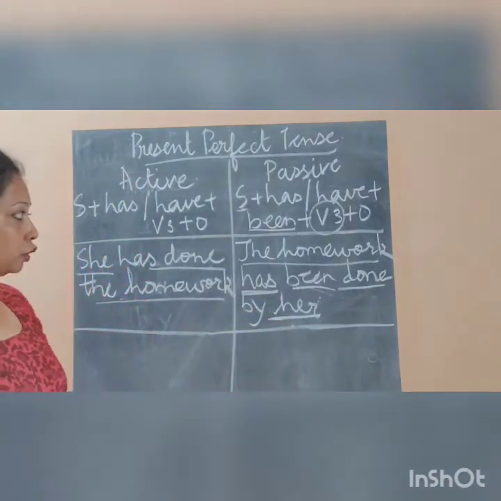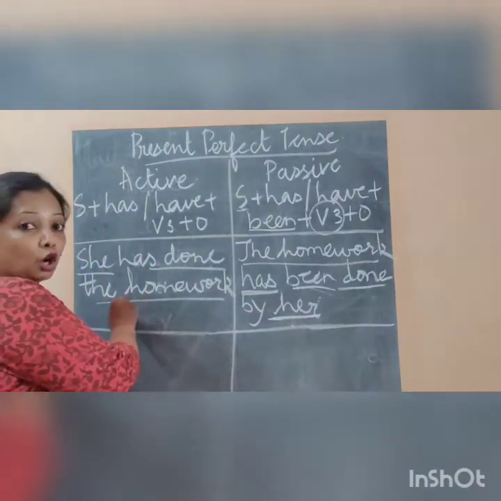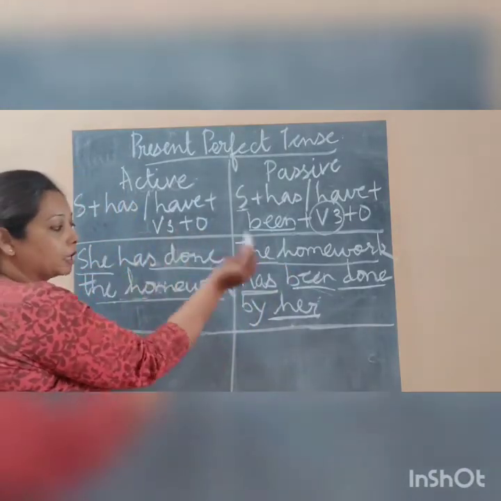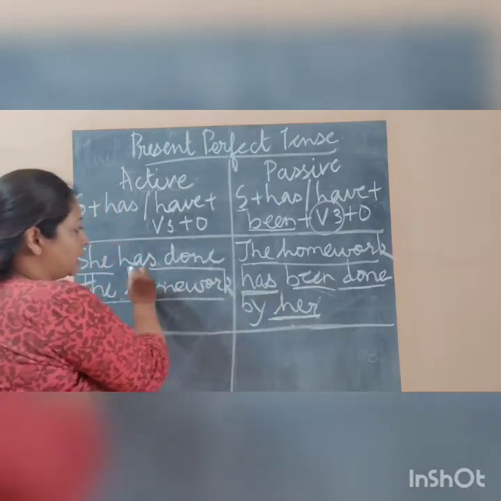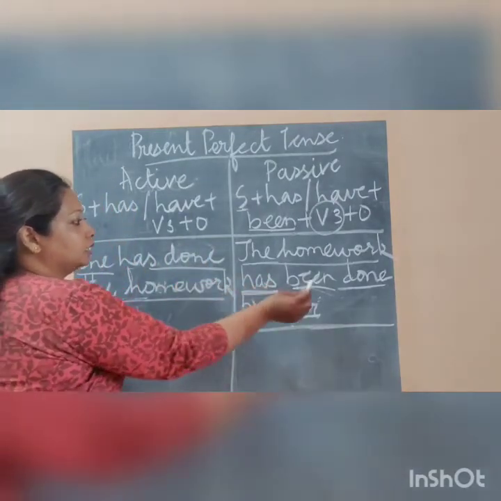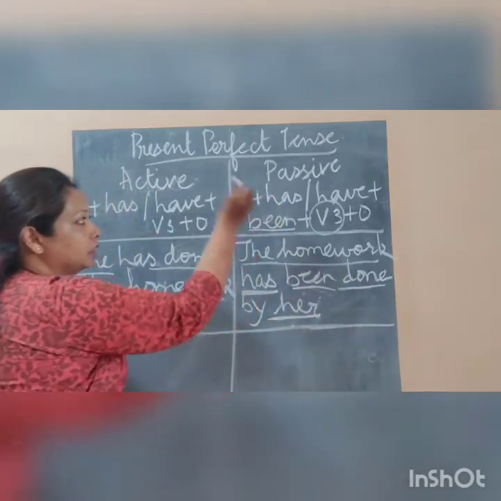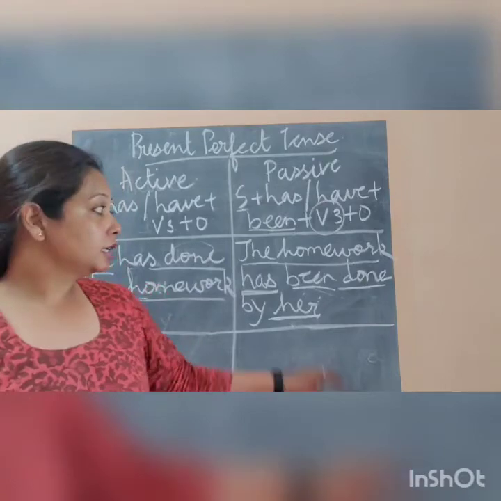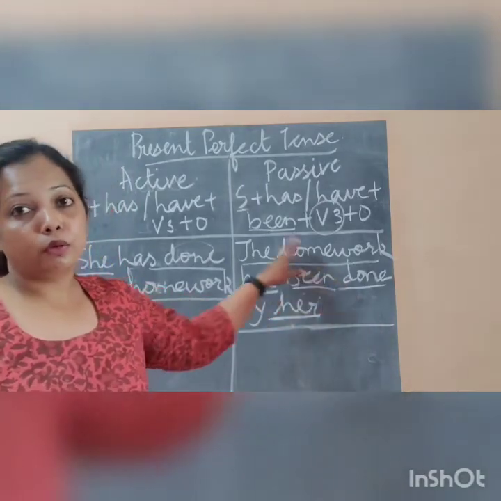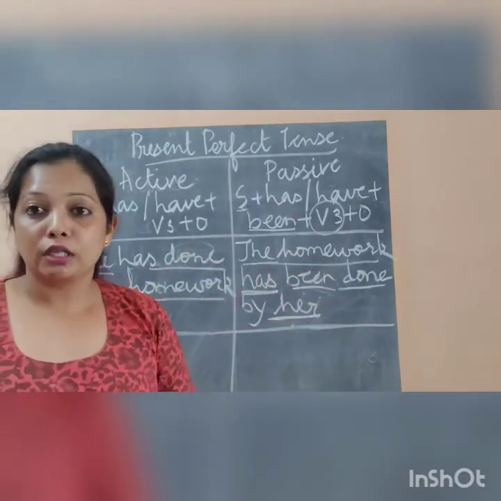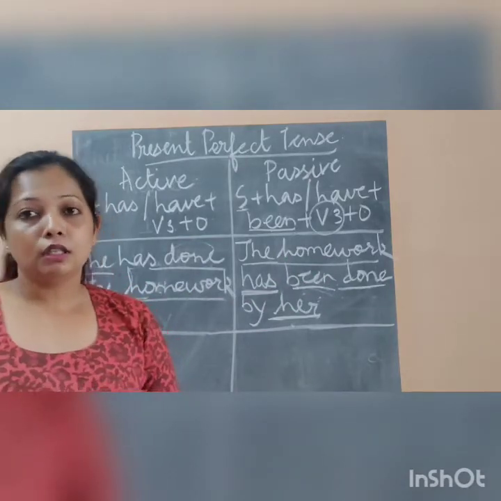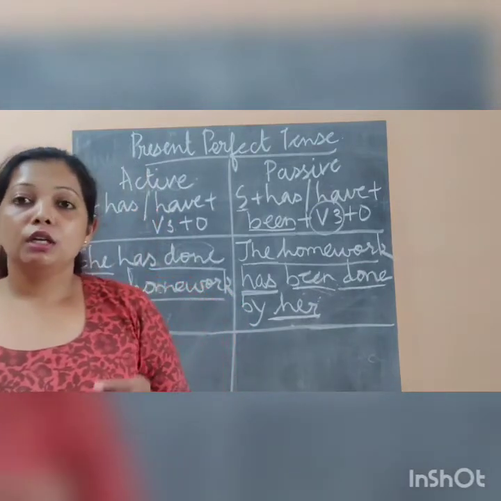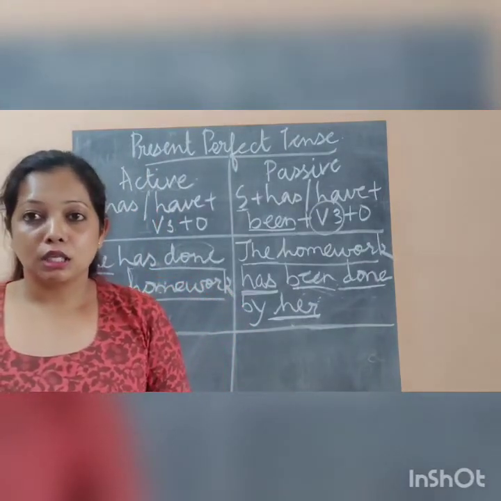I'll just repeat it for you. The object becomes the subject. The subject becomes the object. "Has", "been", "done". "Been" is there when we convert it into passive voice in present perfect tense. And "done" is the past form of the verb that is already given here. You just have to write it here. If it is not given, then you will have to write the past form of the verb. So this is how you change present perfect tense.